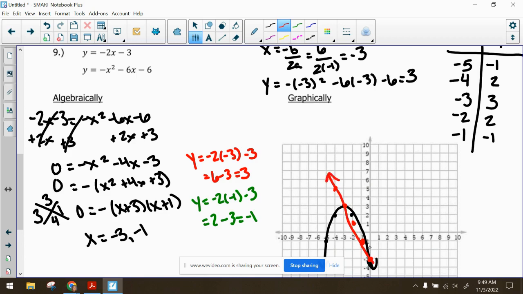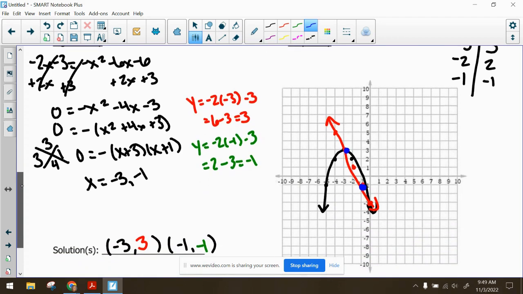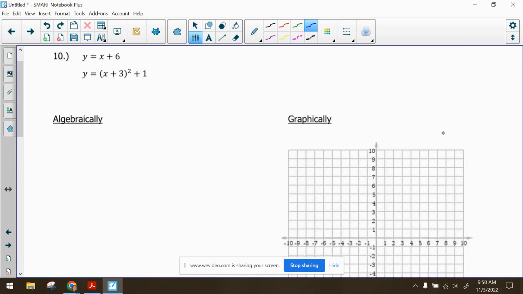Ignore my terrible graph, but those two will intersect at, sorry, not that point. They will intersect here and here. So (-1, -3) and (-3, 3), which is what we found algebraically. Let's graph it graphically first.